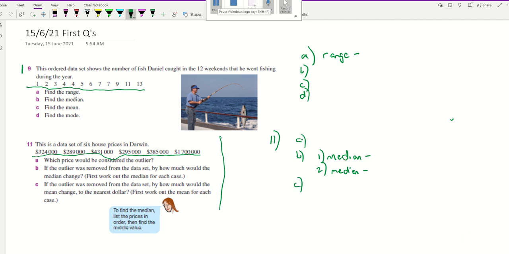Now, you're going to do the same sort of thing for the mean in question C. It's asking if the outlier is removed, how much would the mean change to the nearest dollar? So first work out the mean with 6 numbers, all of them, and then take out the outlier and work out the mean again. So I'm just going to put in the top 6 numbers and in the bottom 5 numbers, because that's how many data points you'll have once you take one out.